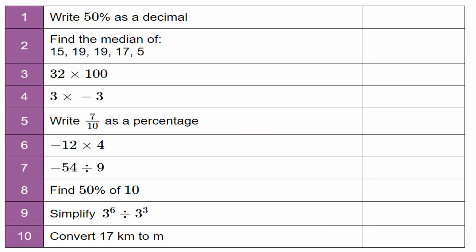Right, so we've got some more questions to have a go at now. This is question number 1. Write 50% as a decimal. A percent means out of 100, so it's going to be 50 hundredths. That line there means a division, so it's going to be 50 divided by 100, which hopefully you're happy with. That's equal to 0.5.